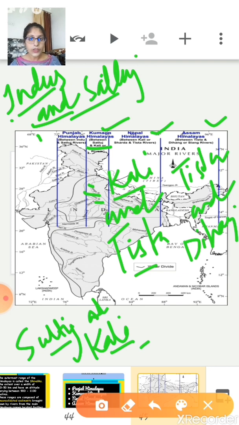Clear? So Himalayas division, first it consists of three parallel ranges. First one is Himadri, Himachal and the Shivalik, and the second division is based on region from west to east: Punjab Himalaya, Kumaon Himalaya, Nepal Himalaya, and the last one is Assam Himalaya, right?